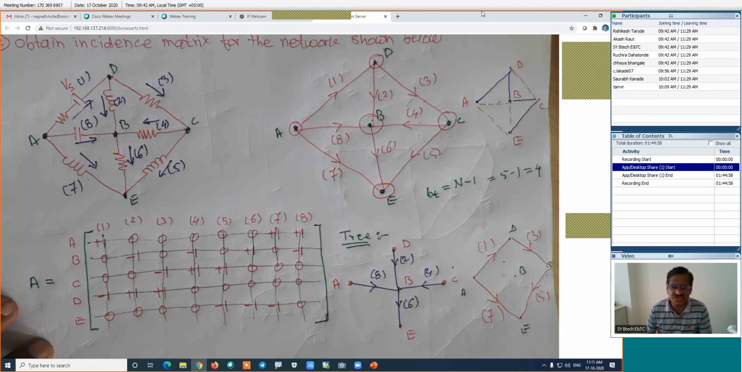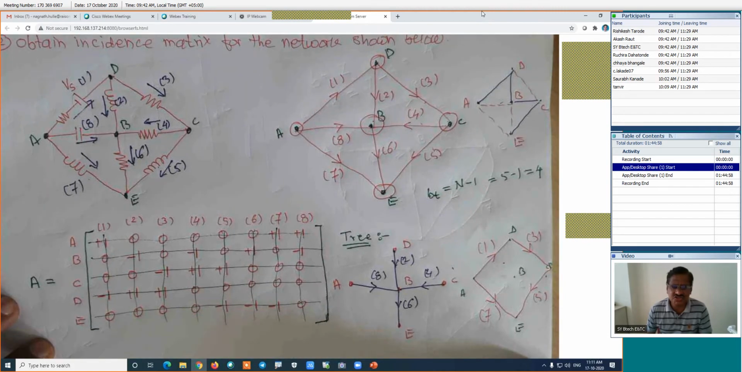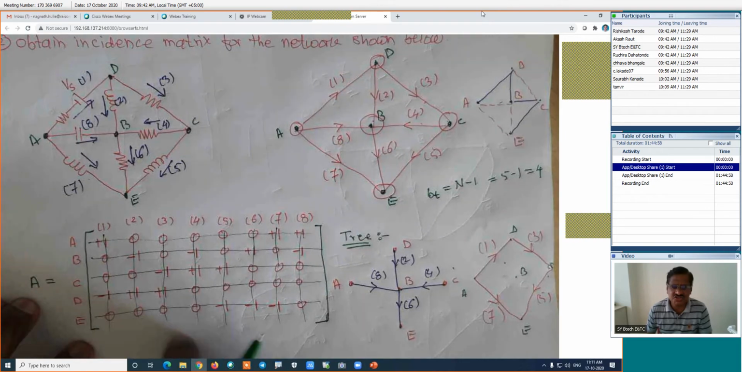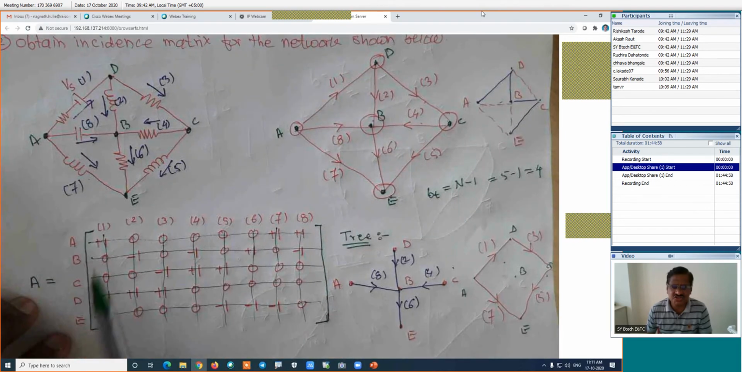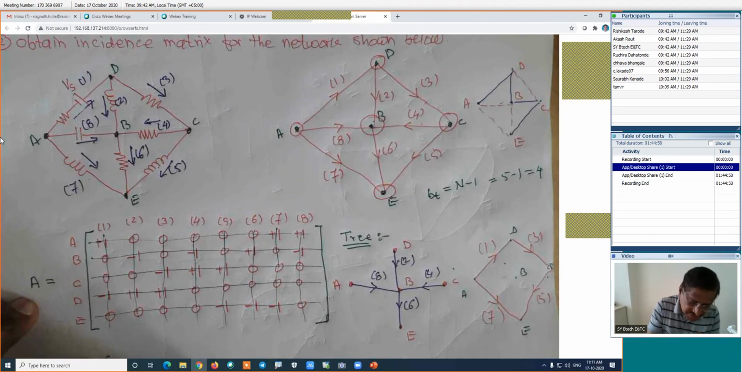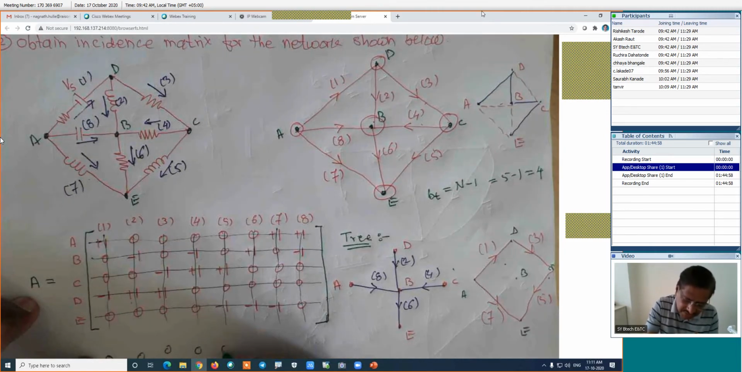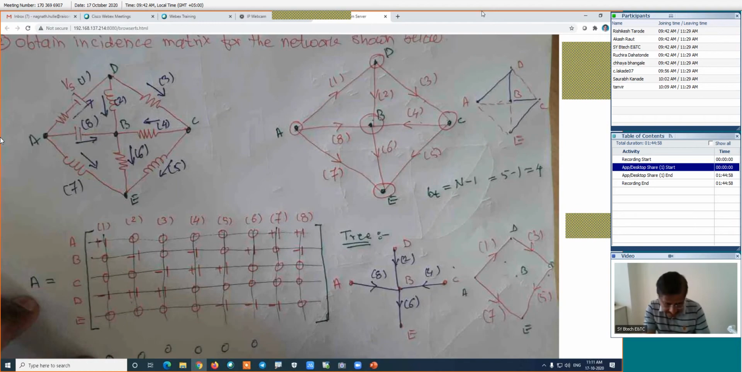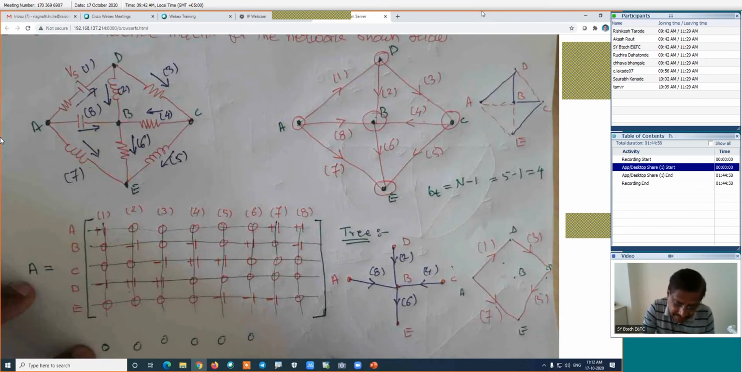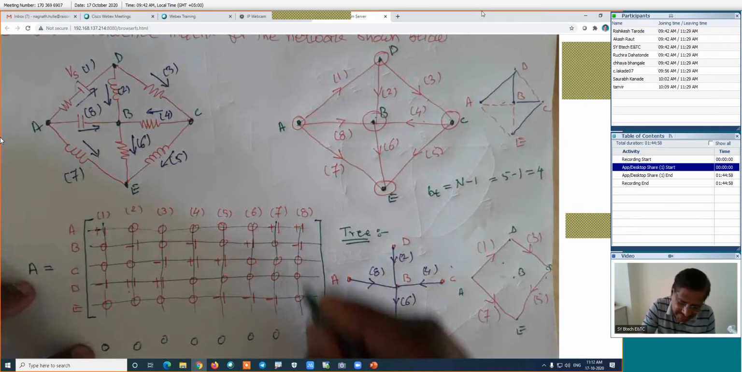And there is one property of the incidence matrix. I will discuss it in the properties also, but here I will show that. The addition of each column is always 0. Look at it. +1, -1, addition is 0. -1 +1, addition is 0. -1 +1, addition is 0. -1 +1, addition is 0. +1 -1, addition is 0. +1 -1, addition is 0. Is it right? Then here +1 -1, addition is 0. And this is +1 -1, addition is 0.